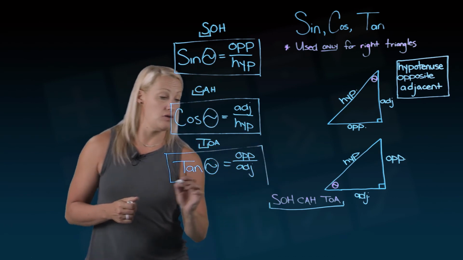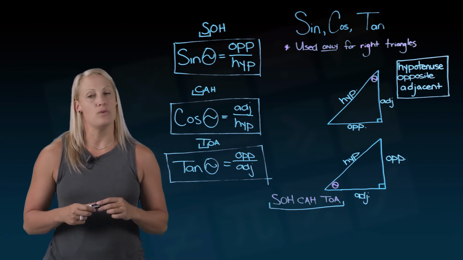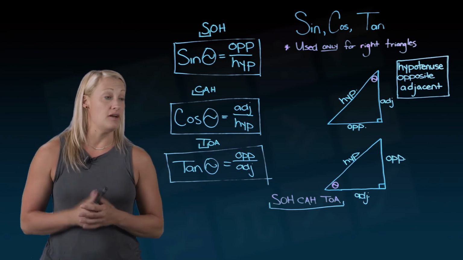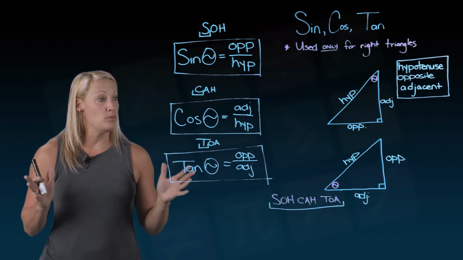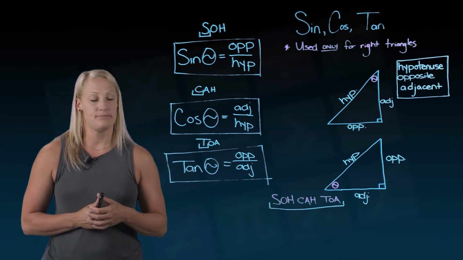So, three equations that we could use to find something that we don't know, whether it be an unknown side or an unknown angle. So let me make myself some room here, and we'll look at a couple examples.